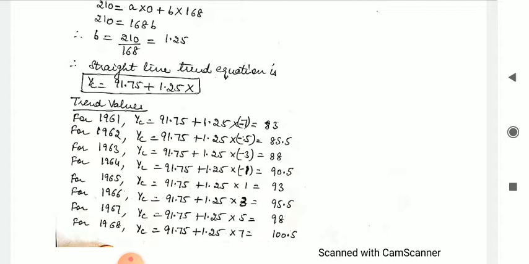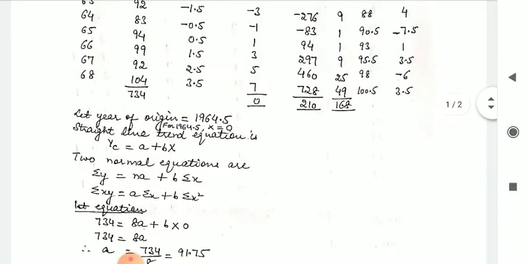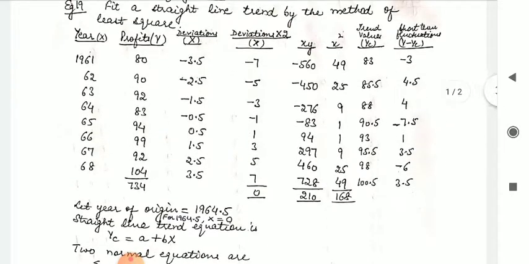Similarly, for all the years we will find the trend values, and after calculating all these trend values, we put these values in the form of a column. So we make another column, and it is trend values column YC. We put all the answers of the trend values over here.